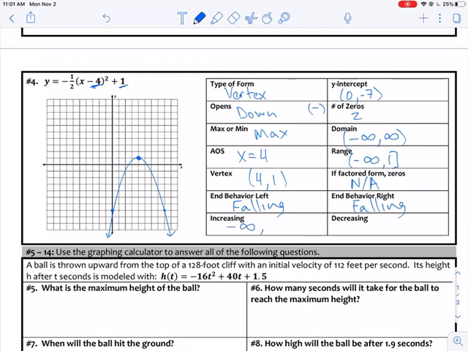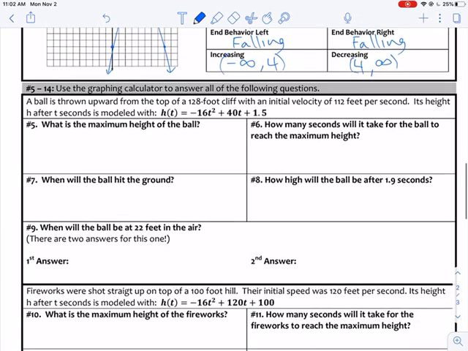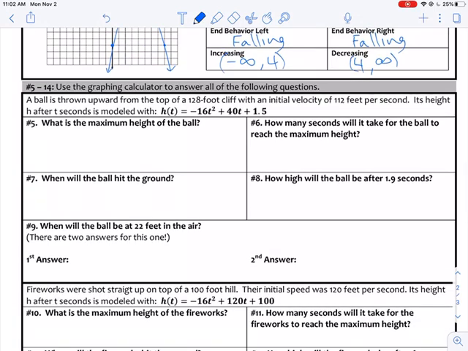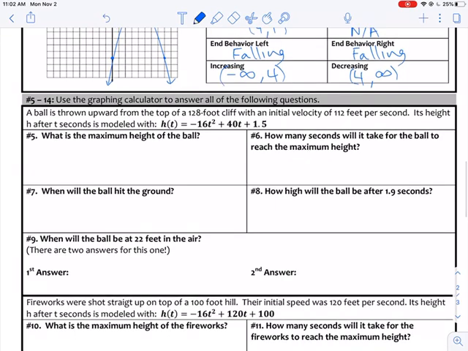And then I increase on the left from -infinity to my x value of the vertex, and then I start to decrease when I turn around from 4 to infinity. All right, these ones are just practicing putting it in your calculator and letting your calculator help you out. So I'm going to put this into my y equals on my calculator, where every t is, you're going to use that X,T,theta,n button.